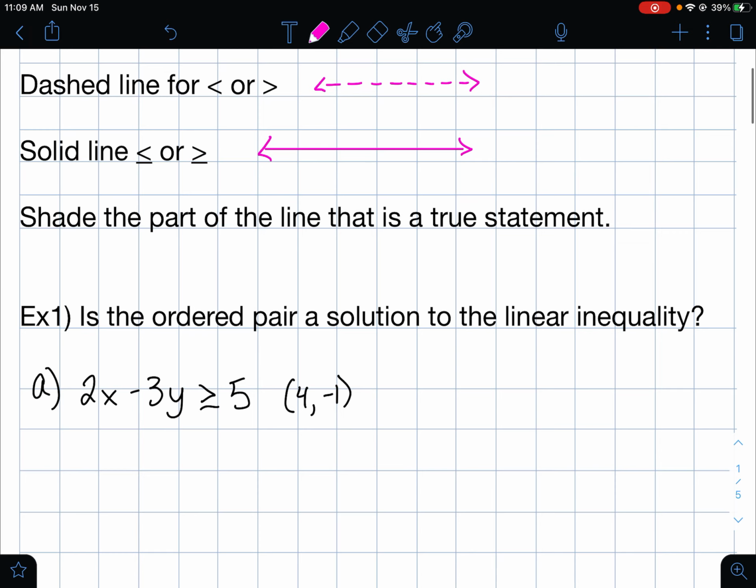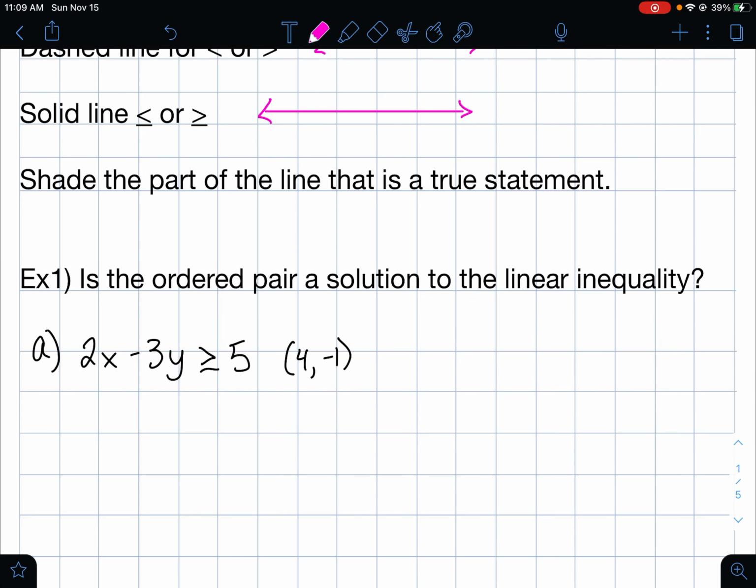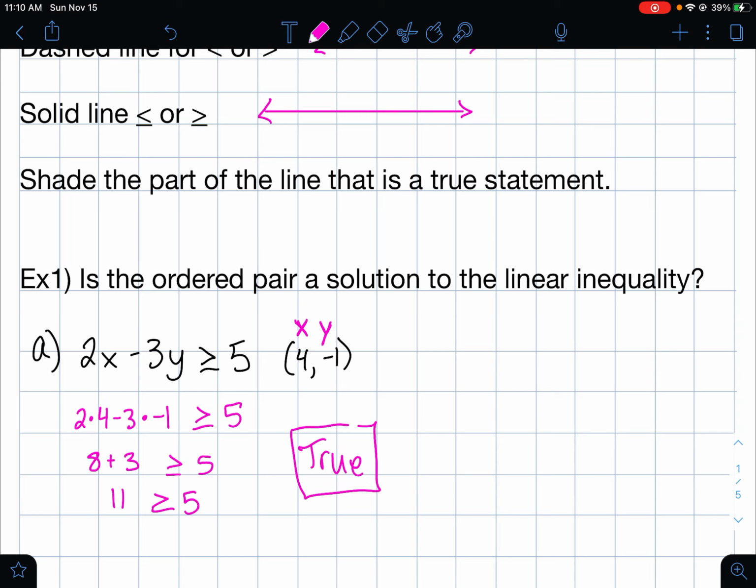It says, is the ordered pair a solution to the linear inequality? So all we're going to do is plug in this x value for x and this y value for y because it's an ordered pair. So we'll have 2 multiplied by 4 minus 3 times negative 1. And we're trying to figure out, is that greater than or equal to 5? So 2 times 4 is 8, and negative 3 times negative 1 is 3. So we end up with 11. And so is 11 greater than or equal to 5? Yes, it is. So this is a true statement.